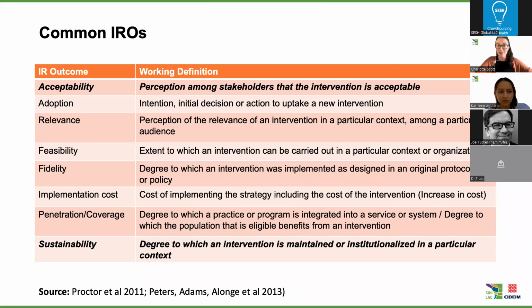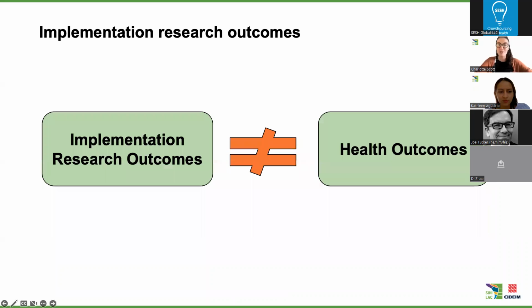So sustainability as an outcome here at the bottom is defined as the extent to which an intervention is maintained or institutionalized in a given setting. This is connected to the maintenance or the continuation or routinization of the intervention within the specific context that it was initially implemented in.